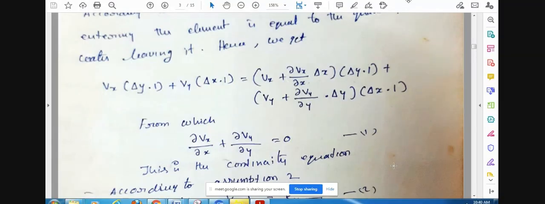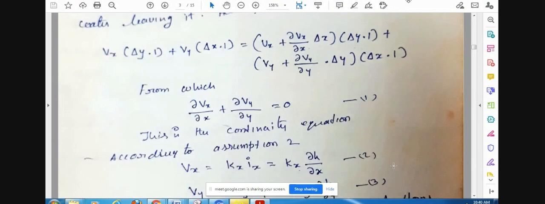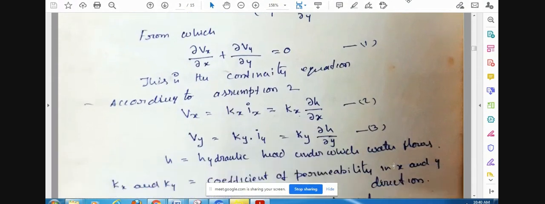This is equal to 0. This equation, we know, dVx by dx plus dVy by dy is equal to 0. It's a two-dimensional continuity equation. So according to assumption 2, what is assumption 2? Assumption 2 is Darcy's law is valid, that is, Q is equal to KIA or V is equal to KI.